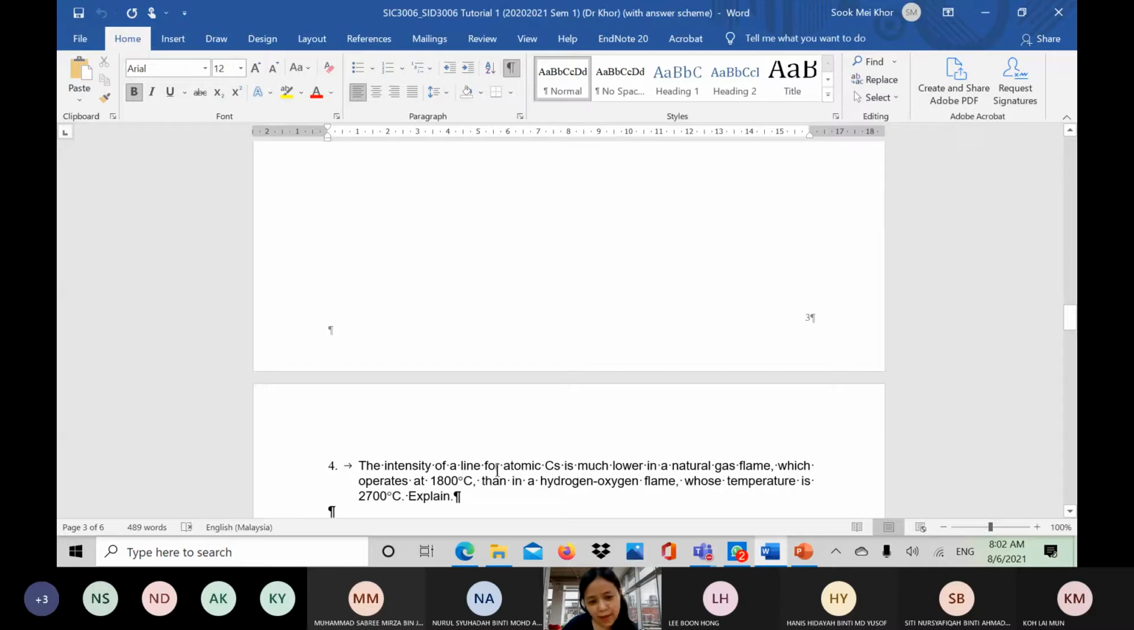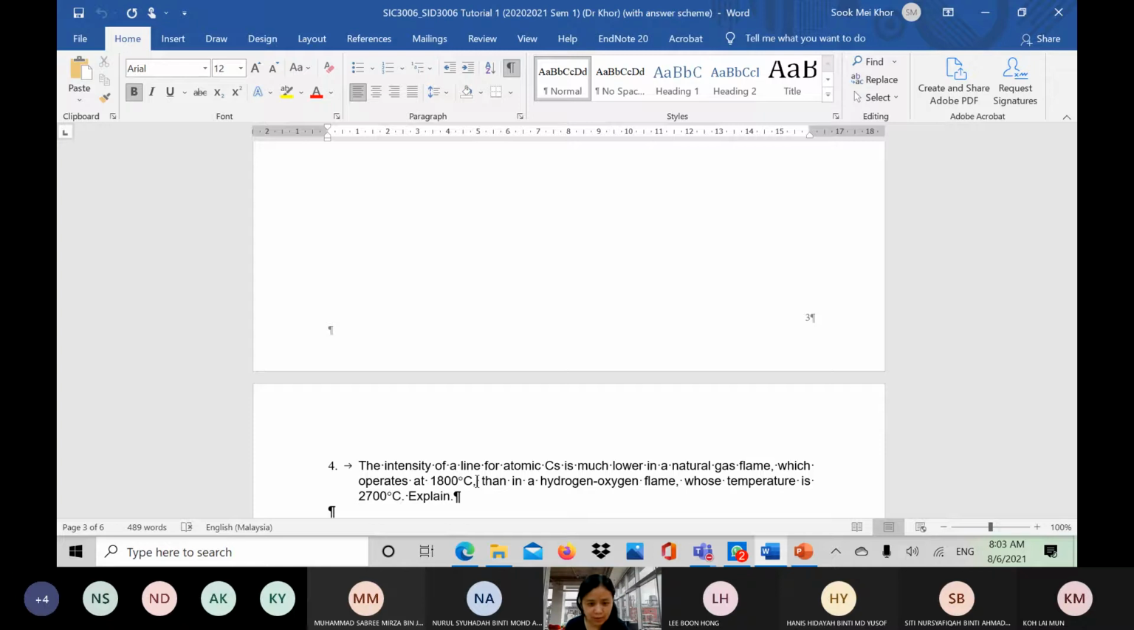The intensity of line for atomic cesium is much lower in a natural gas flame, which operates at 1800 degrees Celsius, than in a hydrogen-oxygen flame, whose temperature is 2700 degrees Celsius. Ask the students to explain, because this is fundamental and also some critical thinking for students to understand why we can observe this situation.